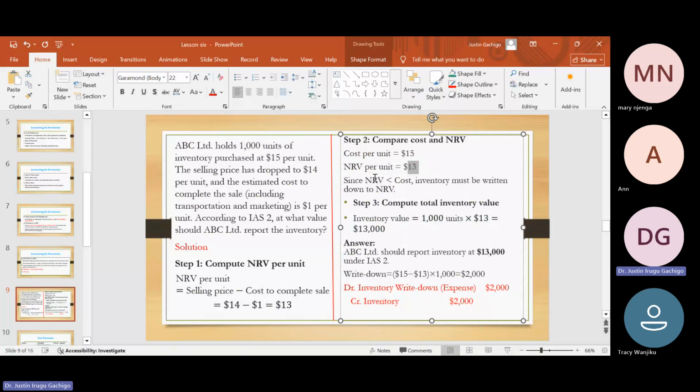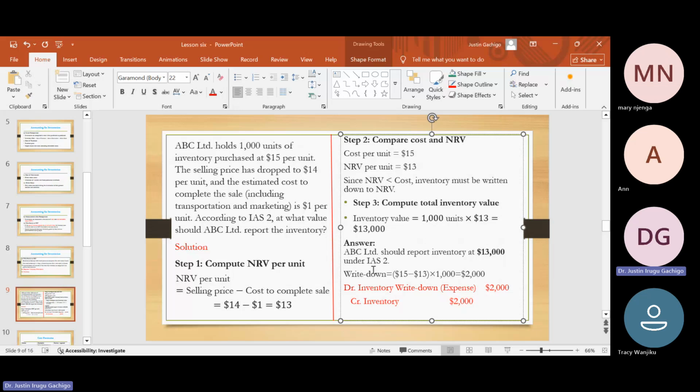So the cost is more than the amount that you can realize when you sell the asset. And that is how we arrive at the write down. So the difference between the two, so these are the units, these are the price, but you need to multiply by the units so that you can get the total inventory value.